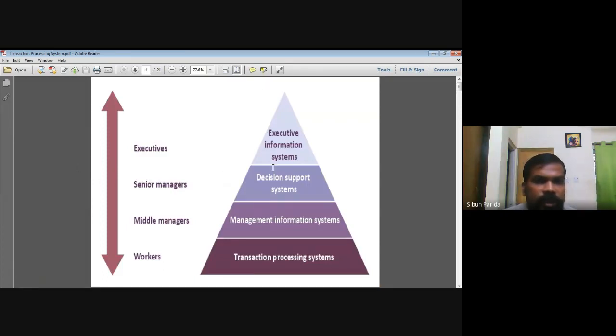This slide I have also discussed. Any doubt regarding this slide? Just say. The first layer is the transaction processing system. Transactions are done by the workers, at ground level. Ground level workers are not the managers. They are working with the computer only, doing some transactions. Management information system in a company is run by the managers.